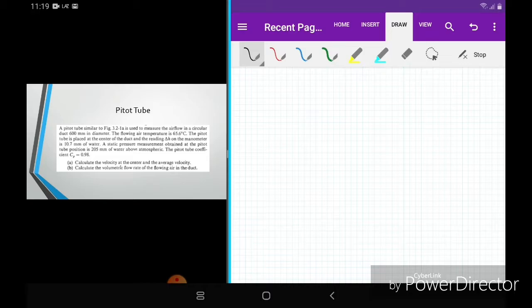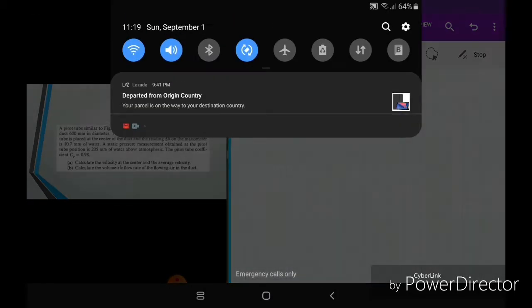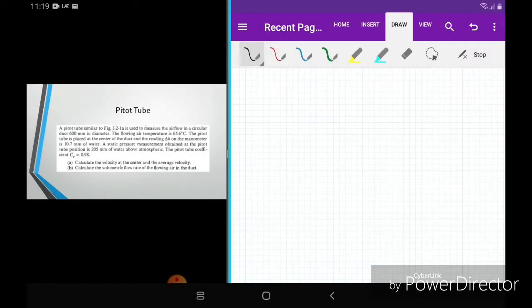Now, a pitot tube, which is similar to the one that we had earlier in the figure, is used to measure the airflow in a circular duct. So, we have a circular duct. This is the flow, this is the pitot tube, and then this is the manometer.